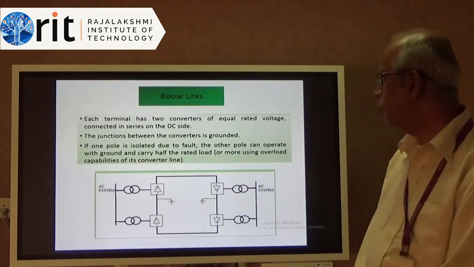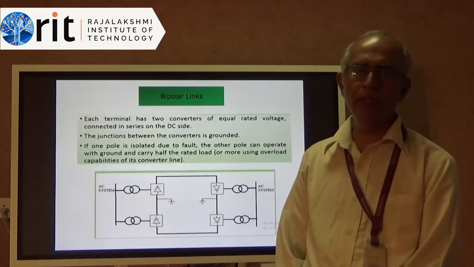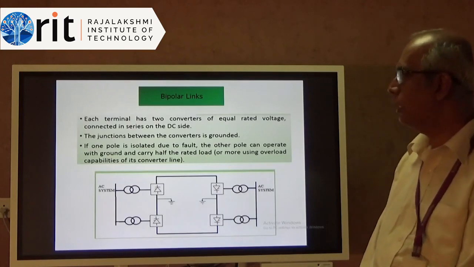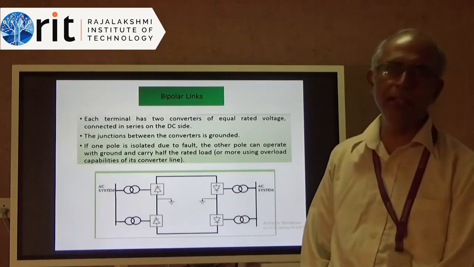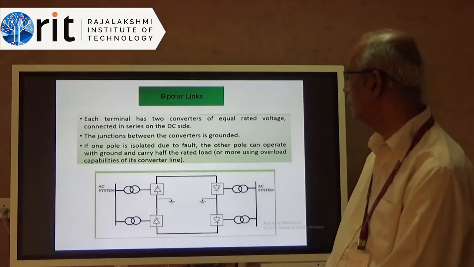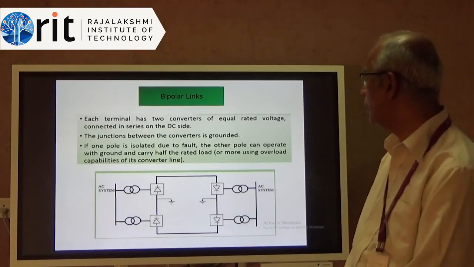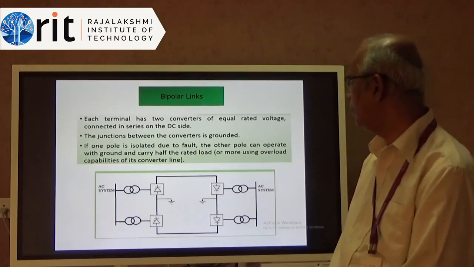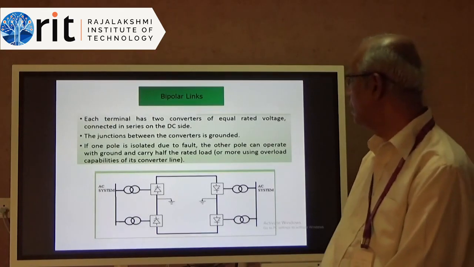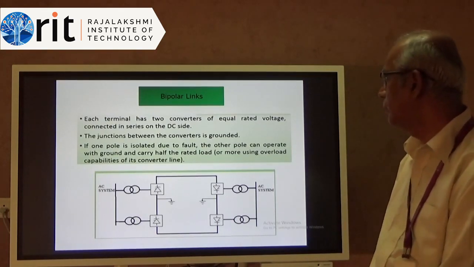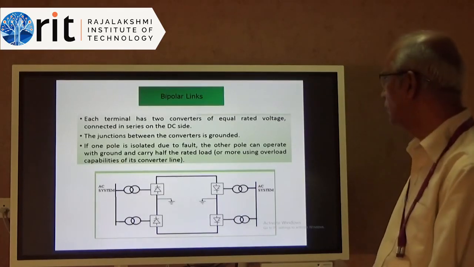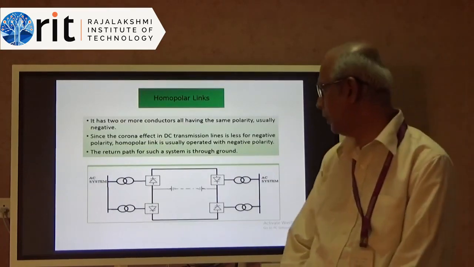An additional advantage is if one converter fails. We always have to think in terms of what happens when there is a failure. So, if one circuit fails, you still have another circuit which is available, which can still provide you 50% of the power transfer capability. So, that advantage will be there with the bipolar link. Each terminal has 2 converters of equal rated voltage connected in series, right? Both the top and the bottom converter are connected in series. The in-between point we say is grounded. So, if one has a fault, the other pole can continue to operate, and 50% of the load can still be supplied, right? That advantage is there.